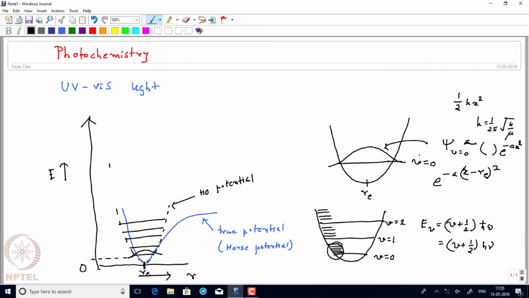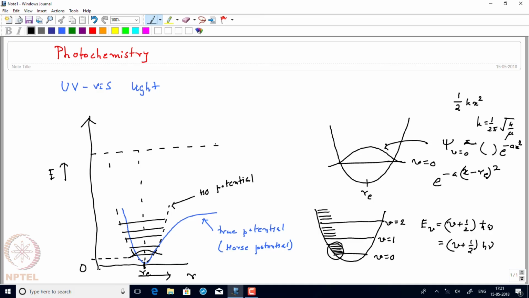Now for an excited electronic state, as you can think, where will the potential energy well be located? Suppose this is the excited electronic energy level. So this is the zero, the minimum energy for the excited electronic energy level. Now the question is how the potential well will be placed with respect to the ground state potential well.